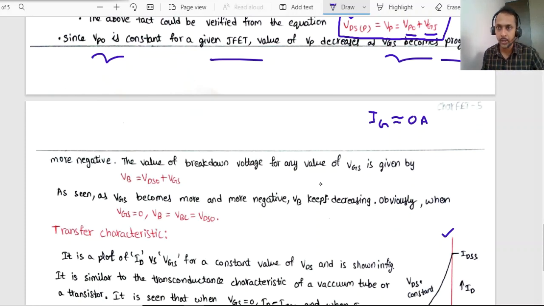I hope you recollect this basic. In the previous videos we have discussed this basic, right? Now what could be the breakdown voltage for any given gate source voltage? The breakdown voltage is given by VDS naught plus VGS.